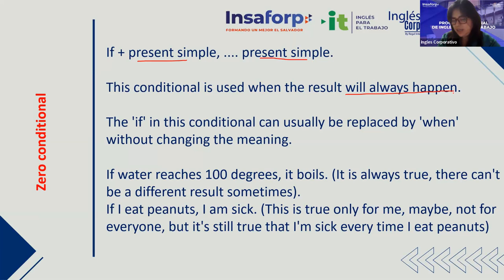Right? Or for example, if you say, if I stay awake all night, I feel tired the next day. Y alguien más podría decir, no, I can be awake all night long and I have no problem the next day. Entonces, decimos, esto es siempre cierto para alguien, ¿sí? Esto es cierto para mí. Probablemente para alguien más, no, right? So, but still true that I'm sick every time I eat peanuts, según el ejemplo, but if I eat peanuts, I'm sick. If I drink milk, I'm sick. So, esto es cierto para esta persona, no para otros, pero para esta persona siempre pasa. Se siente cansado, se siente enfermo, si come peanuts. Maní, ¿verdad?